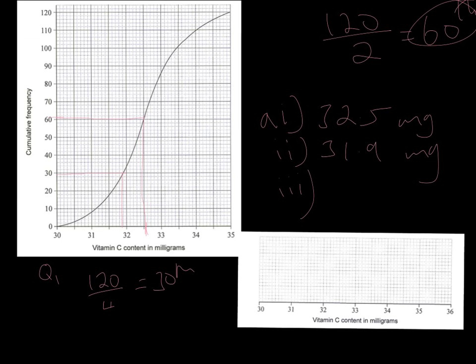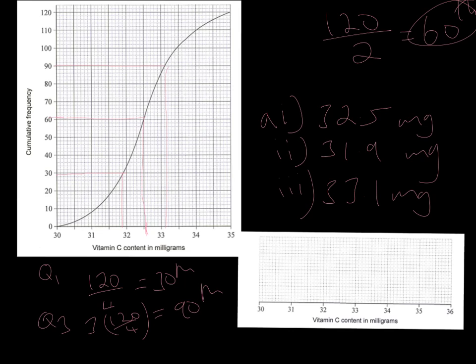The final one then is the upper quartile, which is Q3, which is going to be 120 divided by 4, which is the lower quartile, but we're going to multiply it by 3. So here we're looking for the 90th piece of data. So if we take the 90th piece of data from the cumulative frequency, and again draw straight down here using a ruler, we'll see that the answer is 33.1 milligrams.